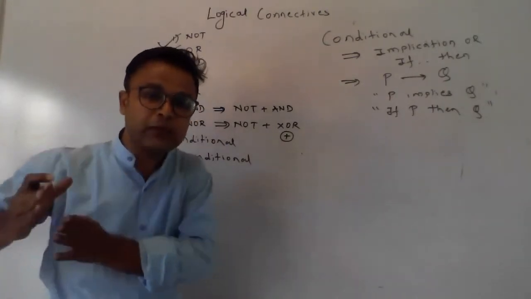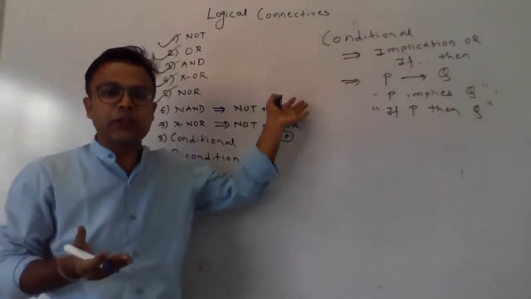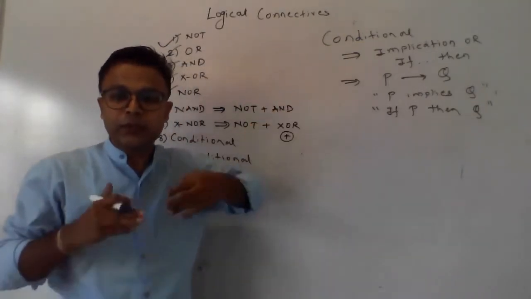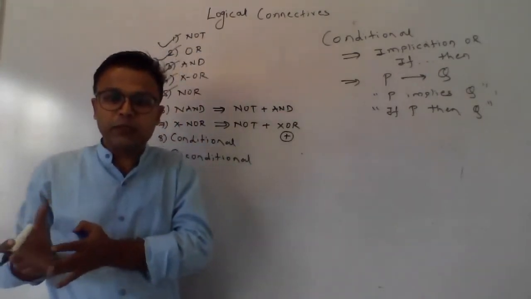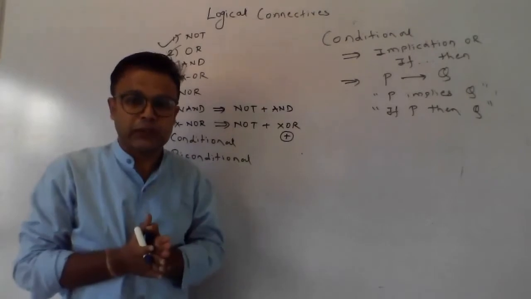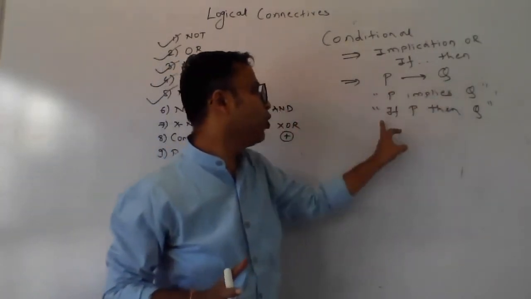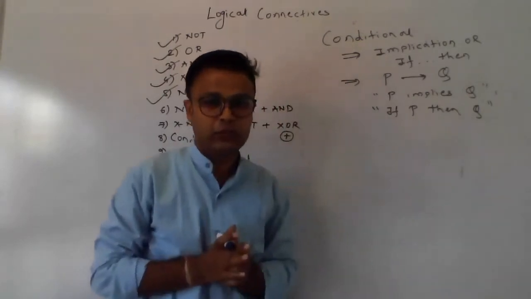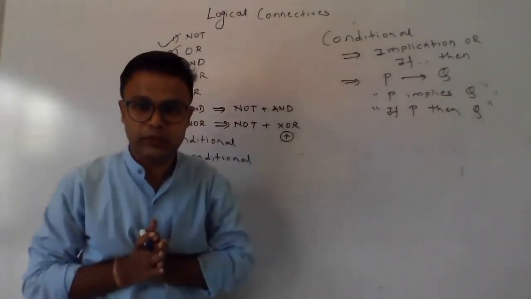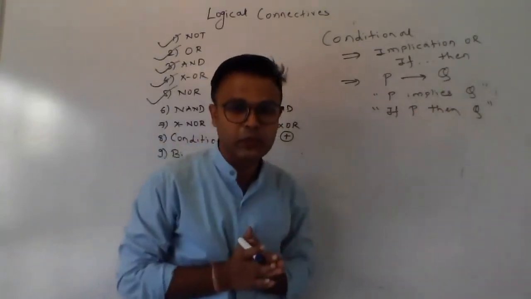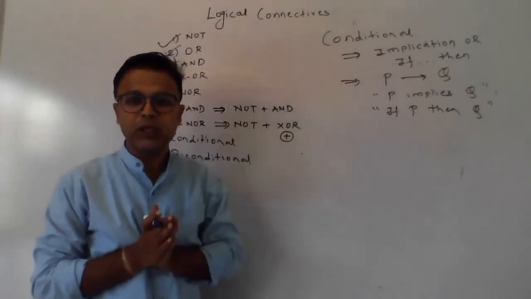It means the existence of Q depends upon P. So it is conditional. That's why it is called conditional. Here the existence of some statement depends upon the existence of other statements. So that's why the term is conditional or implication. How can we read this? P implies Q, or if P then Q. It means if statement P exists, then statement Q exists, or statement P implies Q. Got it? So this is about your conditional.